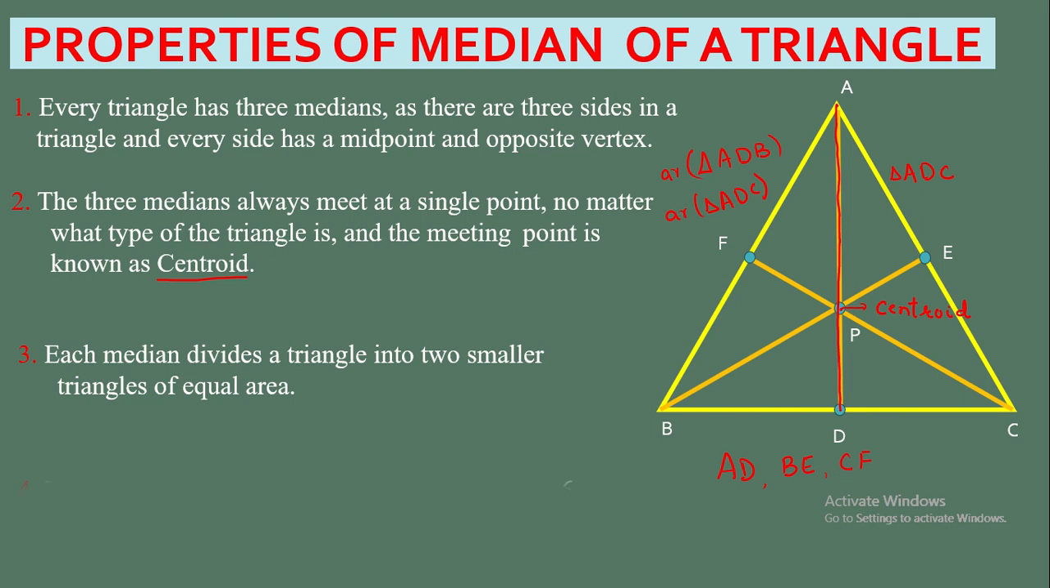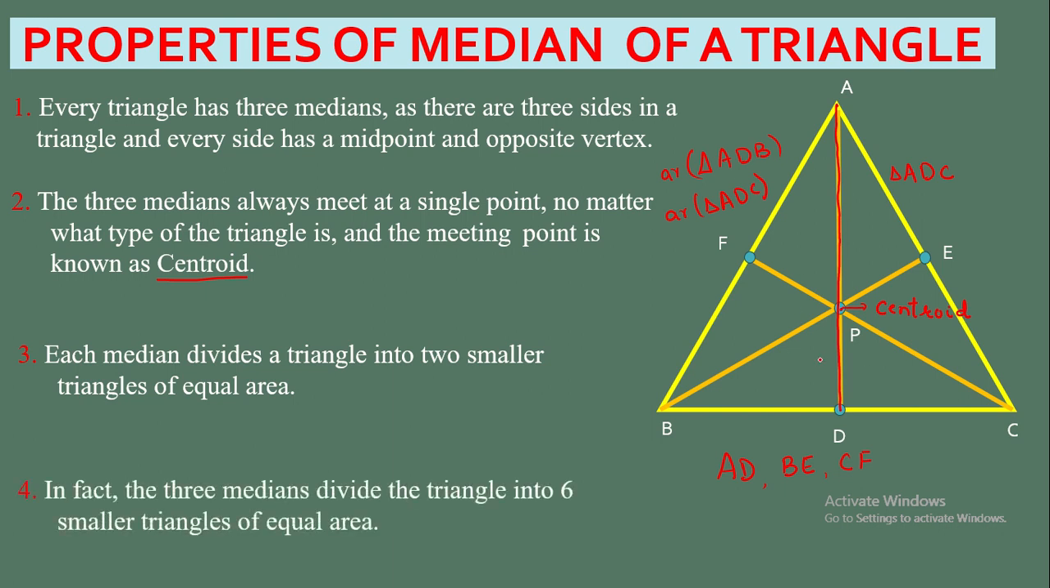Then if we see all these three medians together, they divide the whole triangle into six smaller triangles, and it says that the three medians divide the triangle into six smaller triangles of equal area. That means all these six triangles will have equal areas. So these were some properties of the median of a triangle.